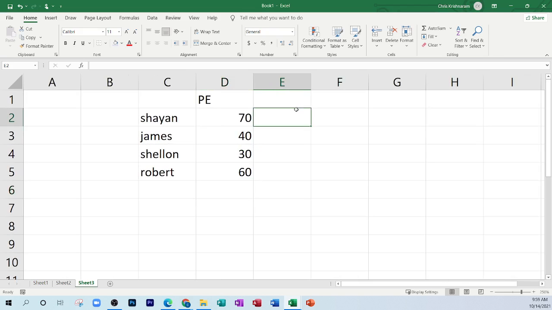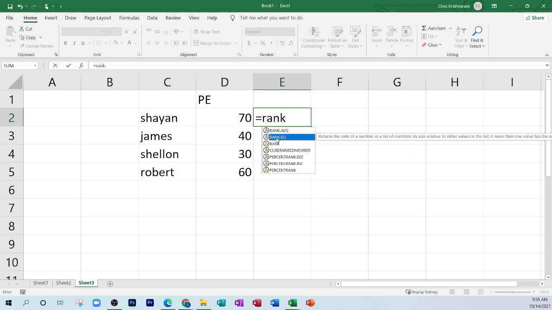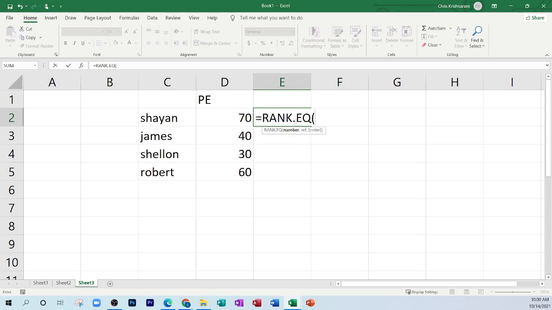We want to rank them based on their grades. So we're going to do equal rank, and remember, RANK is no longer used. We have the newer version, RANK.EQ. So we're going to use that one: RANK.EQ, open bracket, the number that we want to rank. In this case, it's going to be D2, which is 70. Are you guys following me so far? Yes, sir. Alright, so D2 is the value that we want to rank.